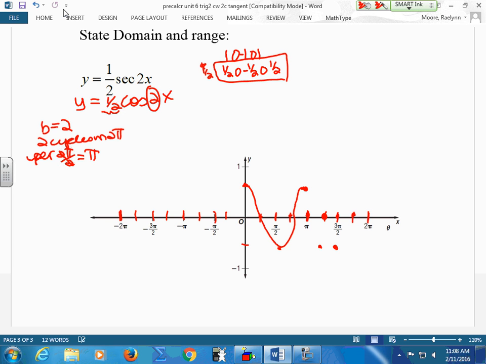It's so hard to do this sideways. I have such a glare for some reason today.